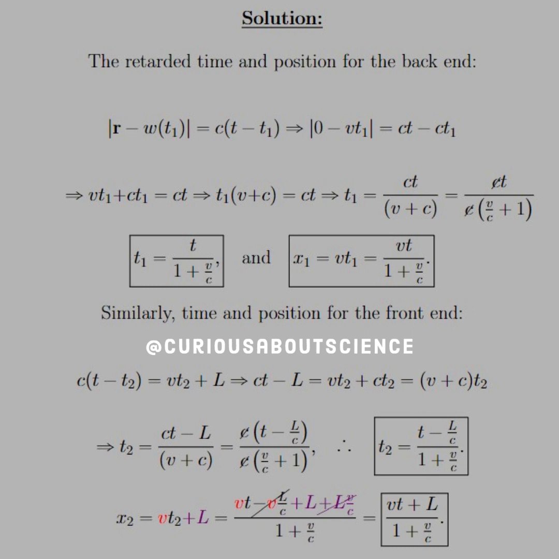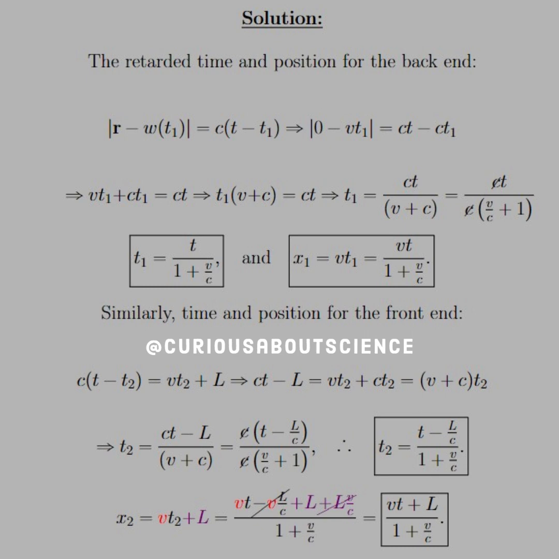If we know that it's at the origin for the back end at this particular time, then we can move on through. We get vt1 equals ct minus ct1. Now we just have to distribute and solve for t1, which we do algebraically. We cancel some c's, and get to v over c plus 1, just so we keep our notation consistent. That v over c means a lot. So here we see that t1 is equal to t over 1 plus v over c.